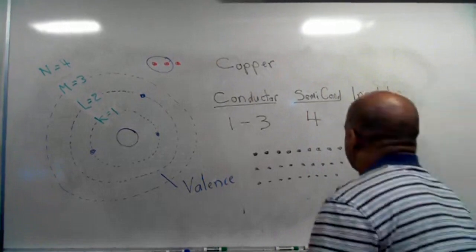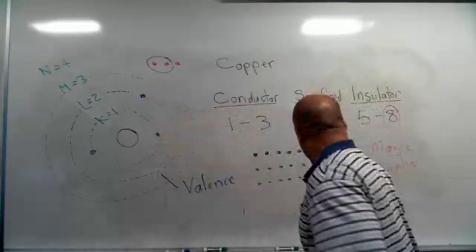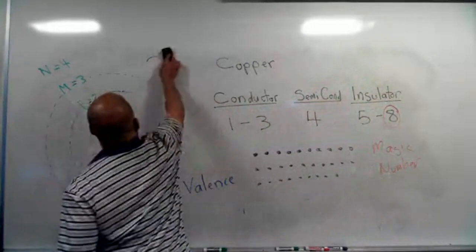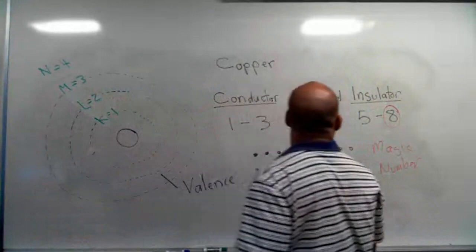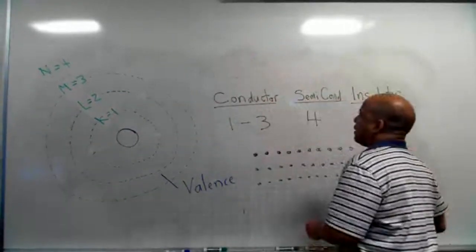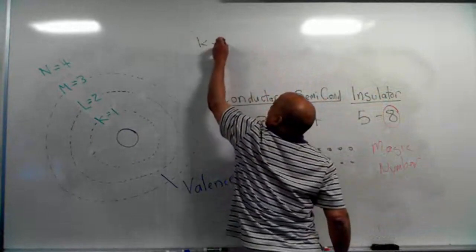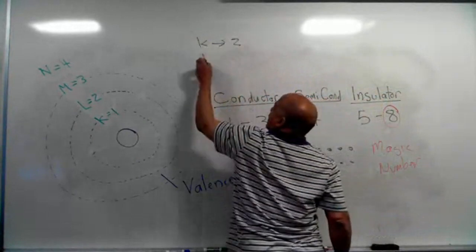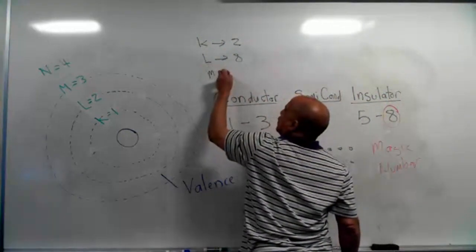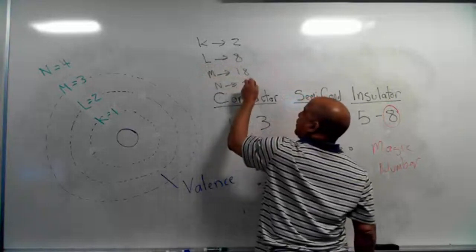Now what I want to do is distribute these electrons to the atom over here. Let's get rid of these. I want to distribute the 29 electrons to the atom, but you got to remember what we said about shell capacity. The K shell has a shell capacity of 2, L has a shell capacity of 8, M has a shell capacity of 18, and N has a shell capacity of 32.